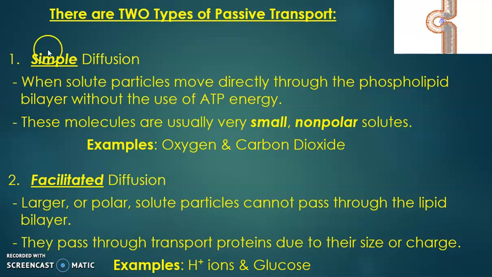All right, so once again, simple is easy. High to low, right through the lipid bilayer, not costing any energy. And they're most times going to be gases, which means they're very small and nonpolar. While with facilitated diffusion, it's still high to low, still doesn't cost any energy. But now we have larger molecules or ones that have a charge that can't fit directly through the lipid bilayer, so they're going to need some help. So we're going to use integral membrane proteins, which are going to act like tunnels through a mountain.